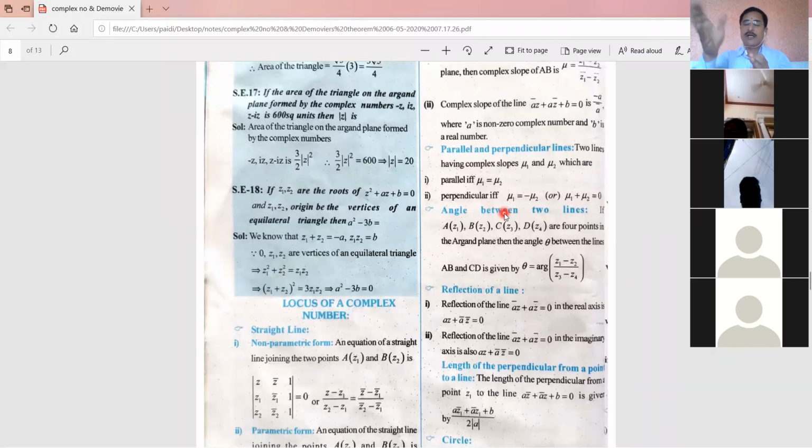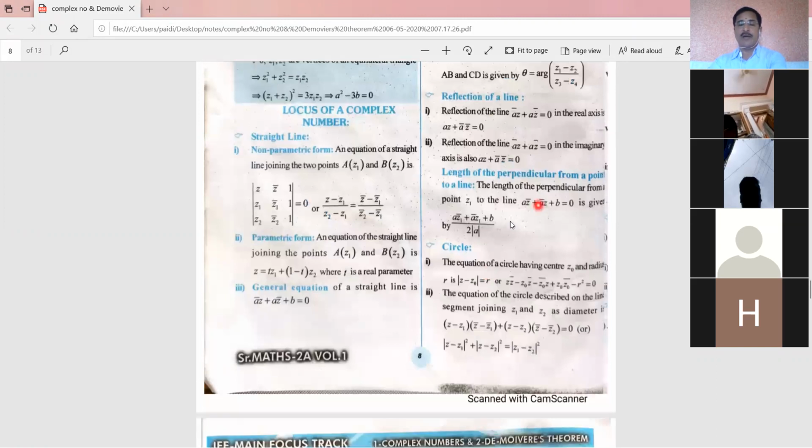Suppose Z1 is the common point, with points Z1, Z2, Z3 as A, B, C, and the angle between the 2 lines AB and AC, where A is the vertex of the angle. That means Z1 is the common point on the 2 straight lines. So that means the angle will be formed at the vertex Z1. So then the angle between AB and AC will be what? Argument of (Z1 minus Z2) by (Z1 minus Z3). That's it.